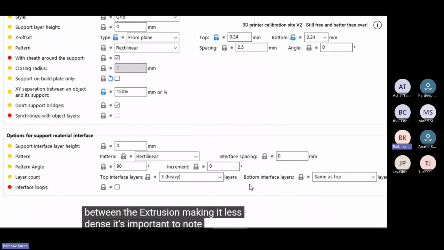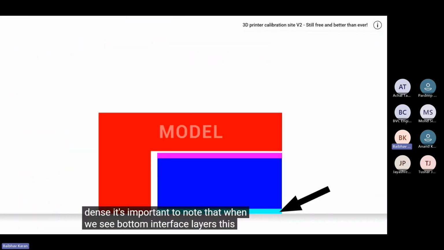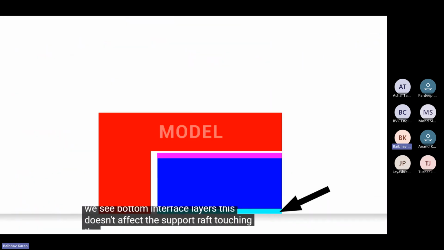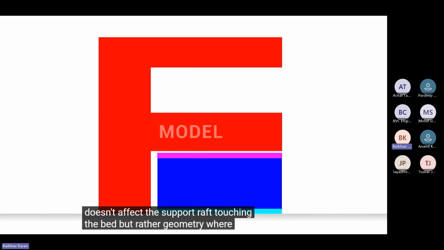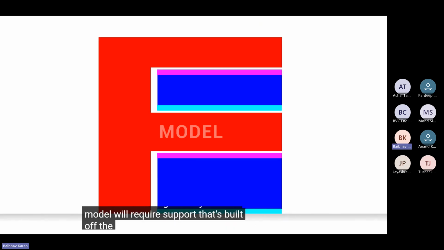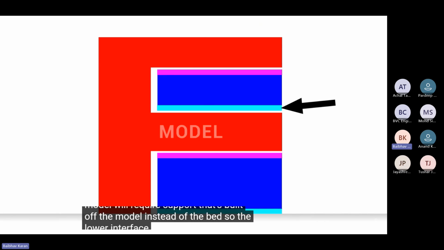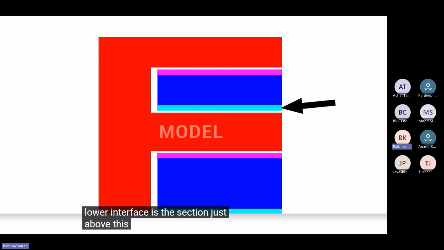It's important to note that when we see bottom interface layers, this doesn't affect the support raft touching the bed, but rather the geometry where a model will require support that's built off the model instead of the bed, so the lower interface is the section just above this.